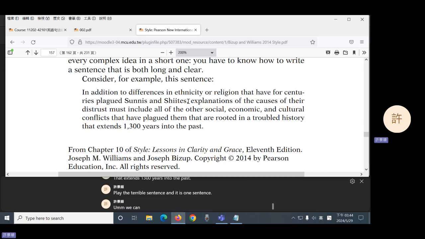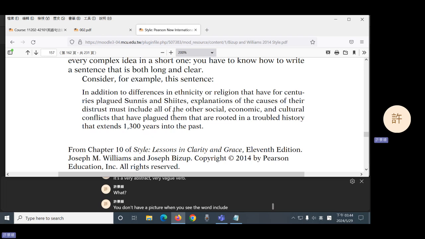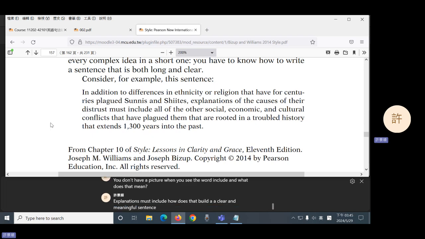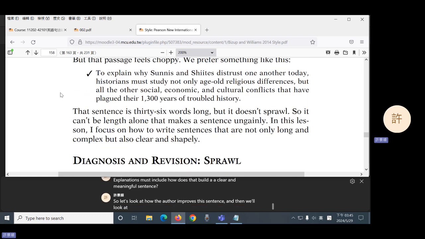We can very quickly look at the structure. The main subject is explanations. Explanations of the causes of their distrust is the subject, and the verb is must include. It's a very abstract, very vague verb. You don't have a picture when you see the word include. And what does that mean? Explanations must include. How does that build a clear and meaningful sentence? So let's look at how the author improves this sentence and then we'll look at how he does it.